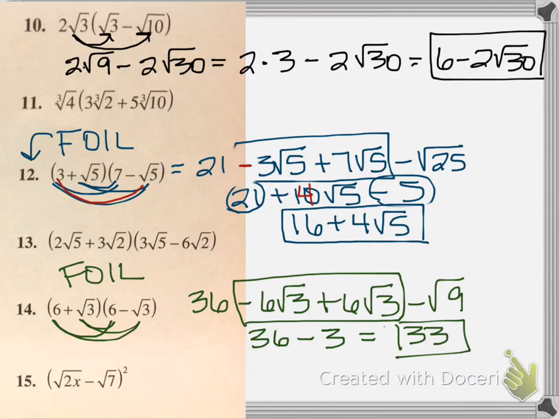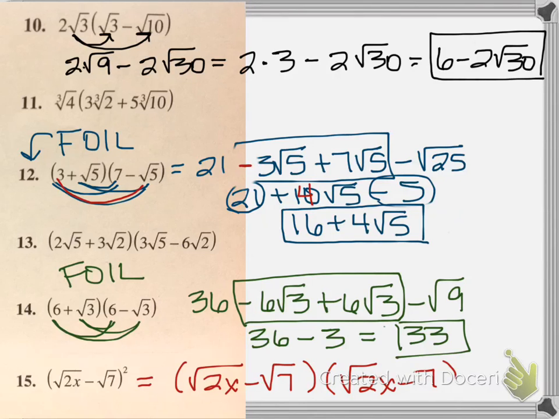This problem down here at the very end, you have a quantity squared. That's the same thing as square root 2x minus square root 7 times square root 2x minus square root 7. So be careful when you FOIL that last problem. Make sure you expand it and write it out. Don't just simply square the terms on the inside, and then you'll just use your FOIL when you multiply that.